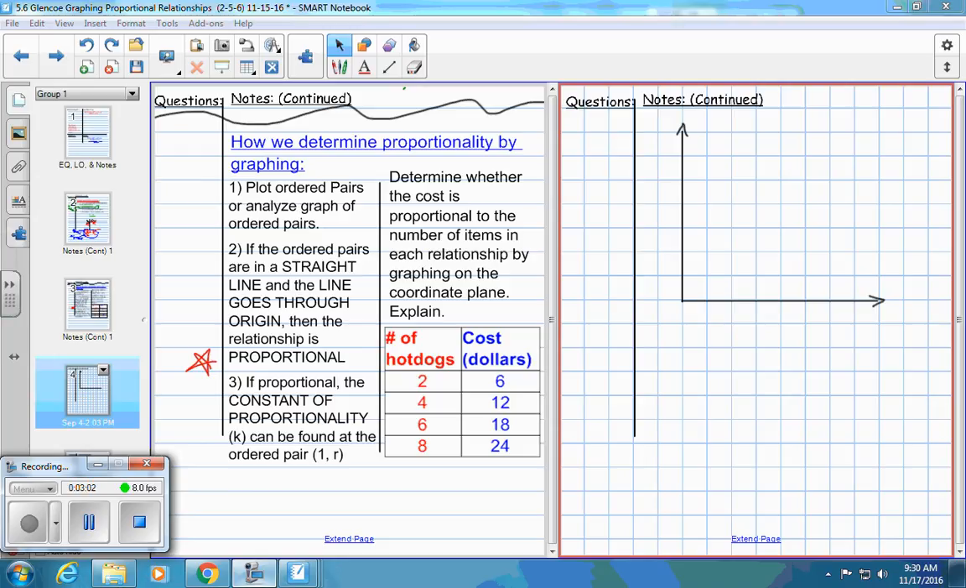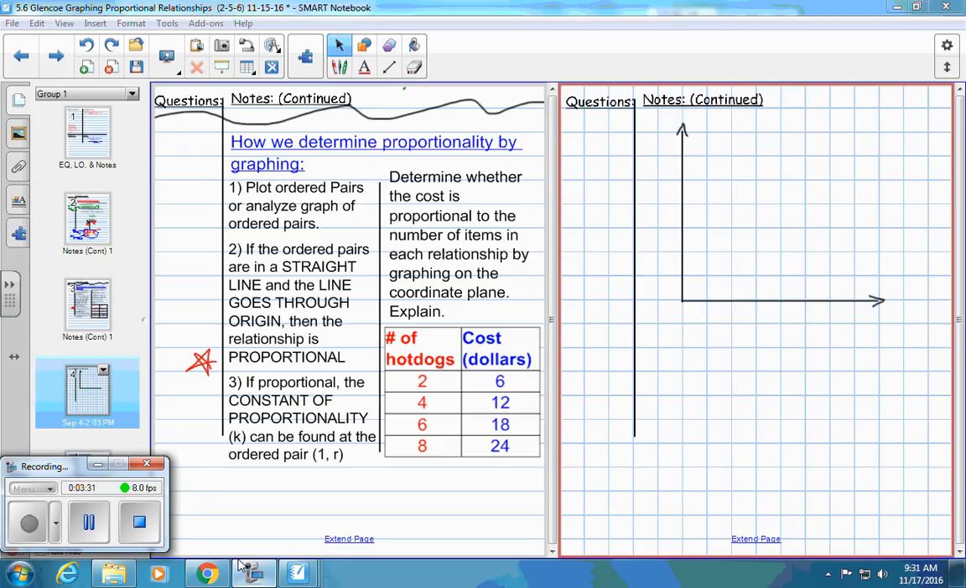Okay, welcome back, students. So in this problem, we're determining whether the cost is proportional to the number of items in each relationship by graphing them on the coordinate plane. In our example here, we're buying hot dogs and we're trying to figure out how much our cost will be. So start to think this through. Which one of these variables, the number of hot dogs or the cost, is independent of the other? Another way of saying that is which one of these variables is dependent on the independent?